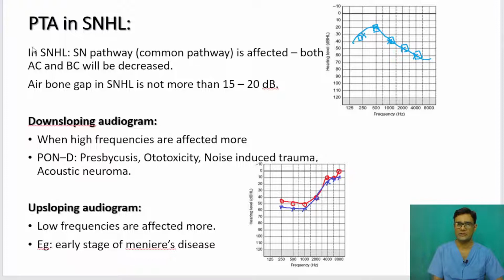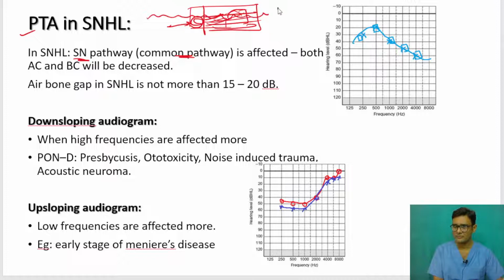Coming to sensorineural hearing loss. In sensorineural hearing loss, the common pathway is affected. What is affected? The cochlea or the nerves, or even behind it, the pathway in the brain may also be affected. All this will come under sensorineural pathway, sensory and neural pathway. So when the common pathway is affected, because the sound has to pass through the common pathway, both air and bone conduction will be decreased. And the air-bone gap is not more than 15 to 20 decibels.